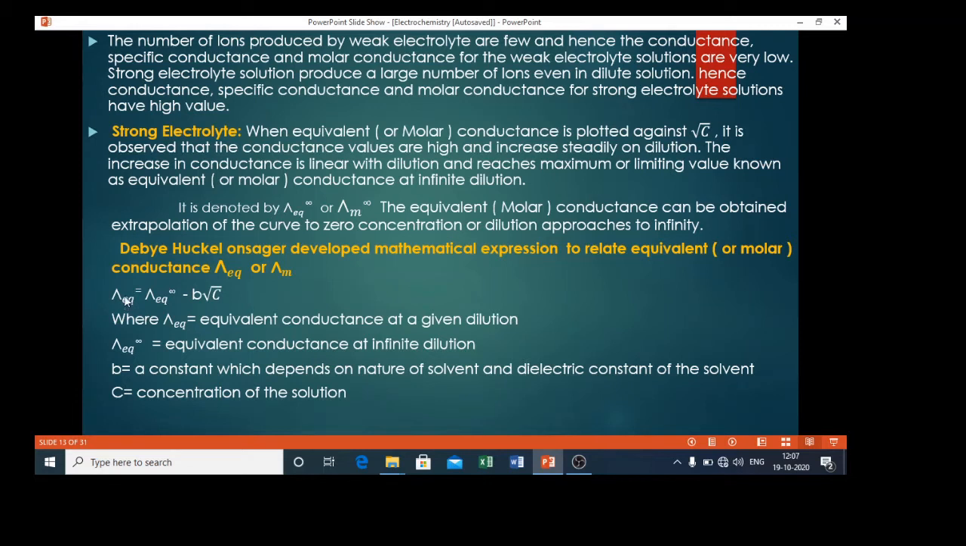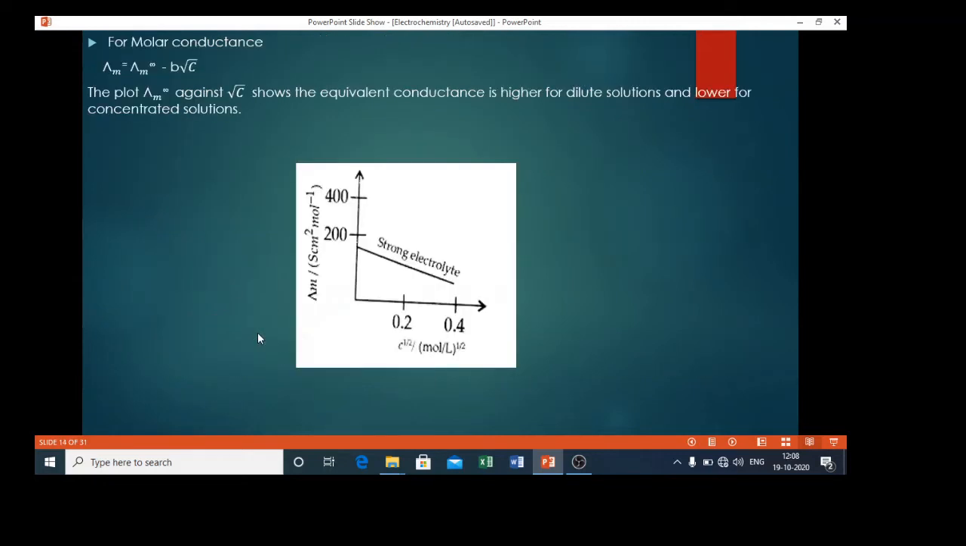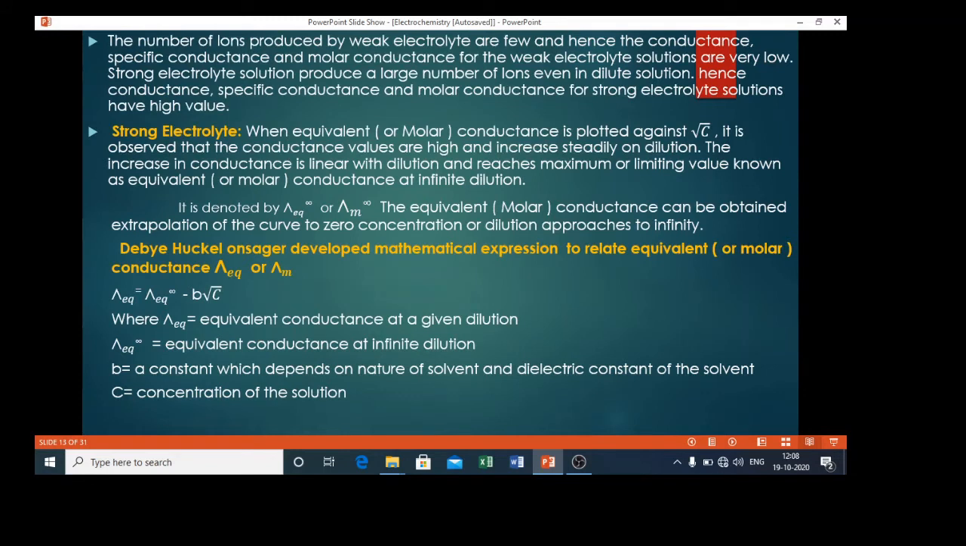Therefore, the equation is lambda EQ equals lambda EQ infinity minus B under square root of C, where lambda EQ is the equivalent conductance at a given dilution, and lambda EQ infinity is the equivalent conductance at infinite dilution.